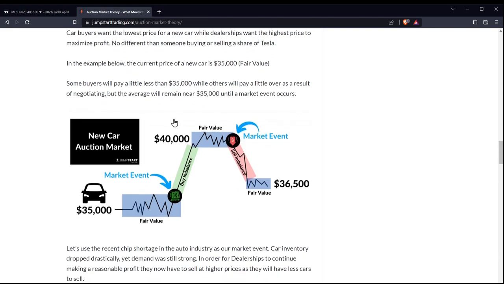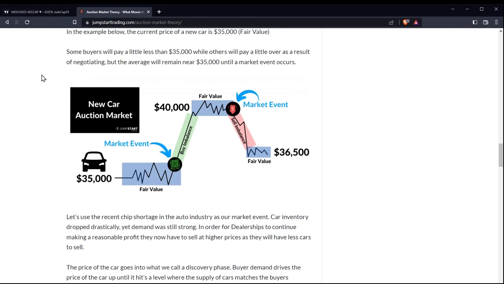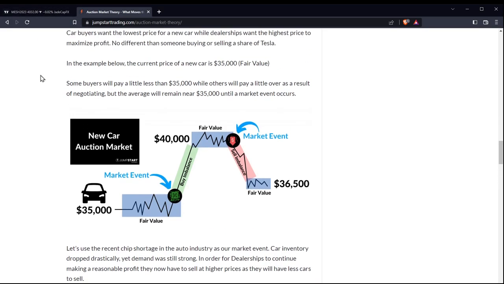Okay? So let's hop over to the S&P, and hopefully I can make this as simple as possible and help you guys visualize, on a chart, this whole theory in action.